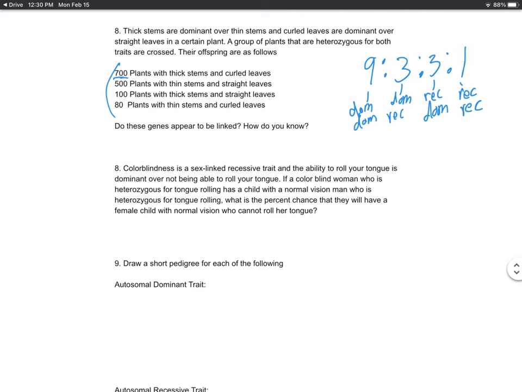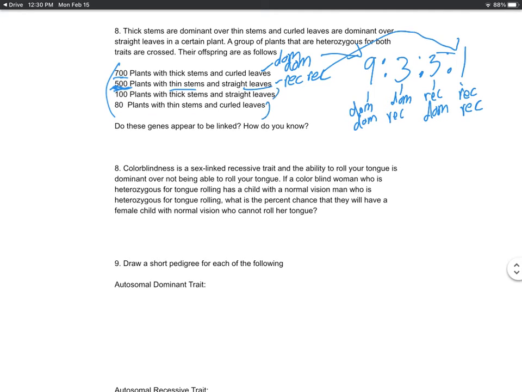So we have 700 plants with thick stems and thick leaves, which is the dominant combination, which, yeah, we do expect that one to be the most. But then the next most is 500 plants with thin stems and straight leaves, which is my recessive combination. And according to my ratios, only 1 out of 16 should be that recessive combination. And it's actually the second most.